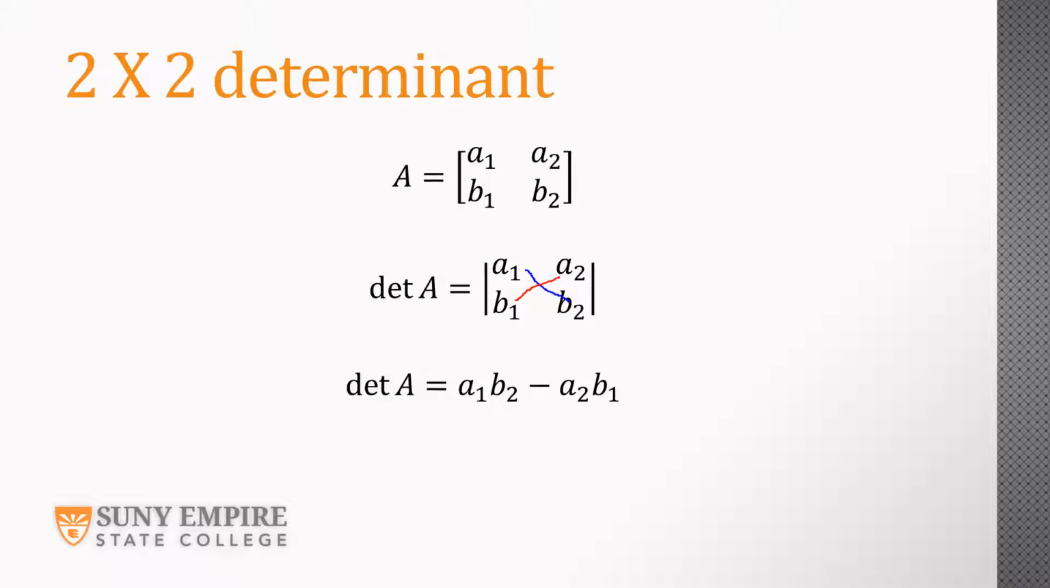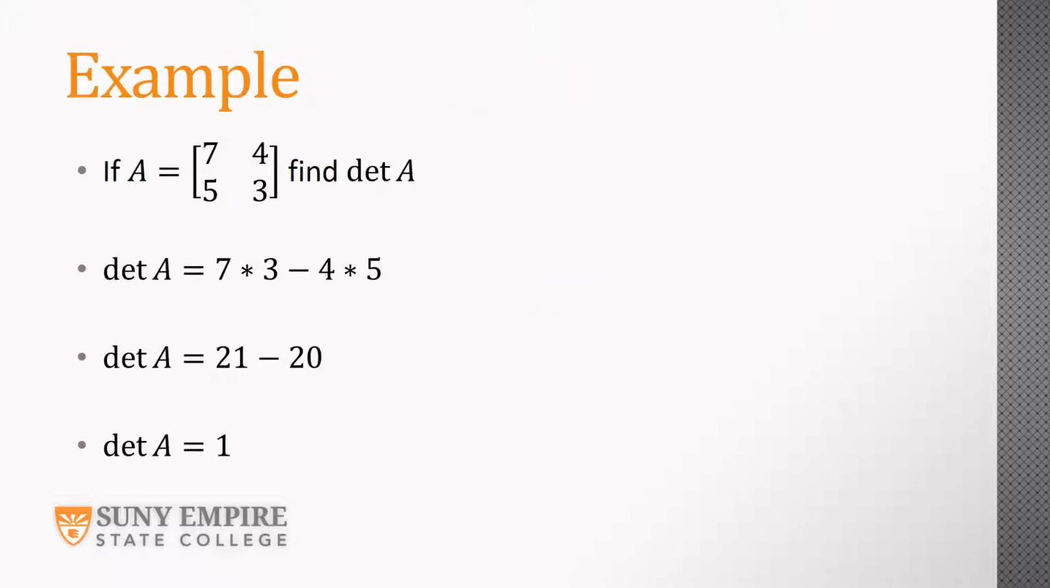Let's see an example. Suppose we have matrix A equal to 7 and 4, then 5 and 3. We want to find the determinant of matrix A. To do so, we need to subtract the product of the main diagonal minus the off diagonal. We have 7 times 3 minus 4 times 5. This gives us the determinant of matrix A equal to 21 minus 20. So the determinant of matrix A is equal to 1.